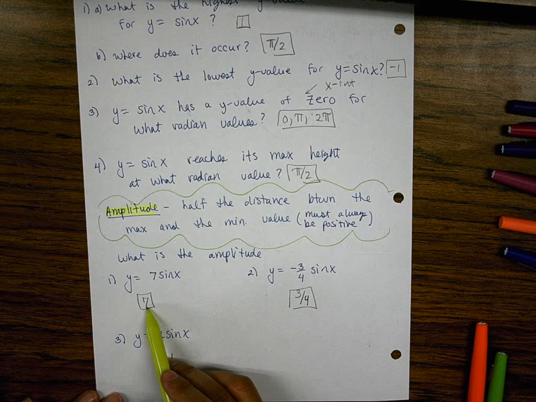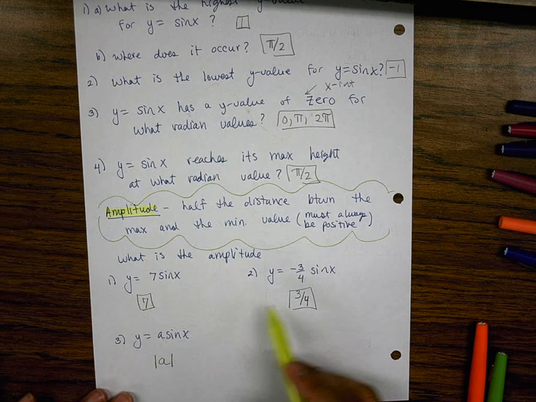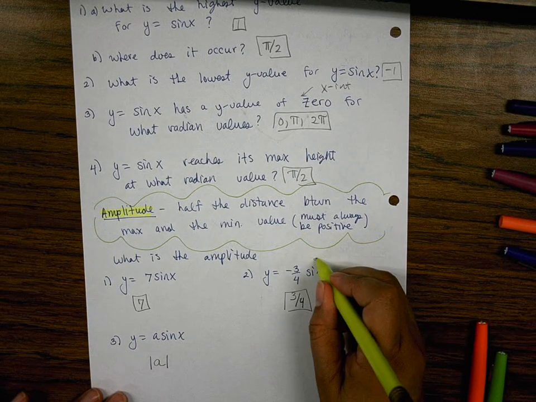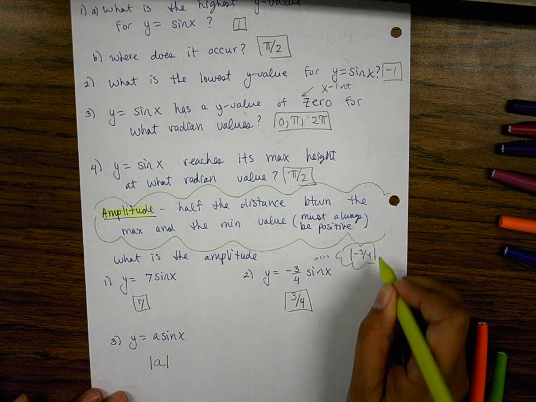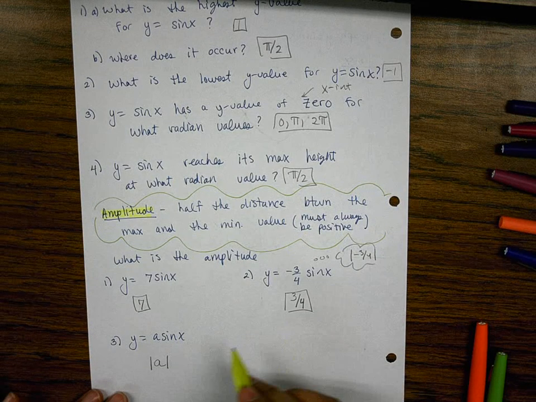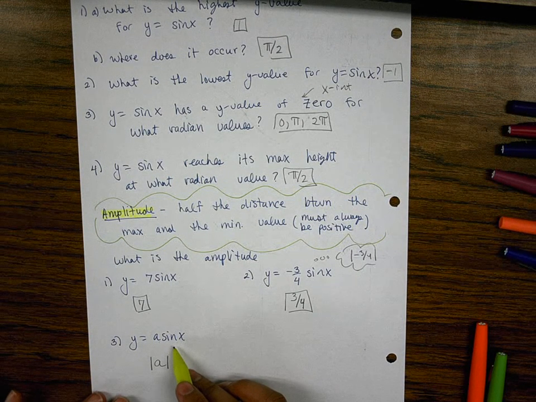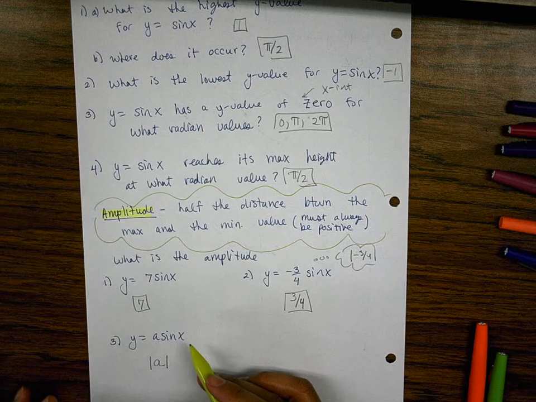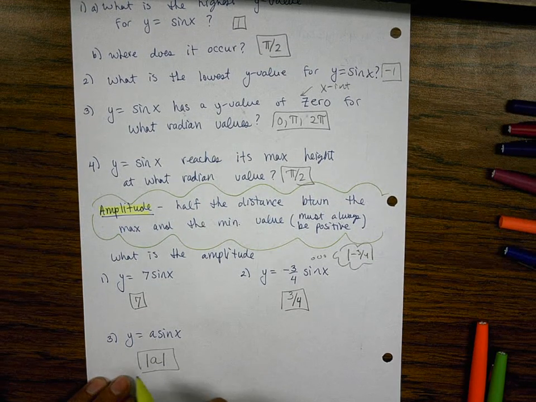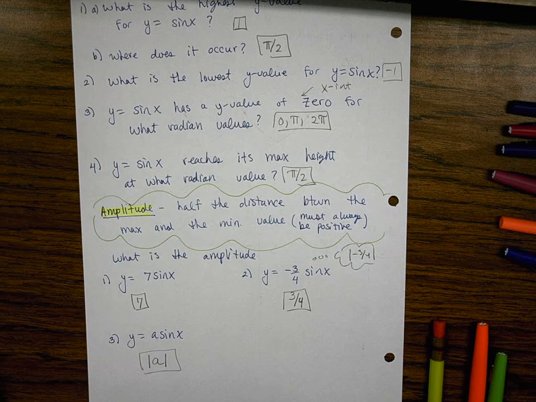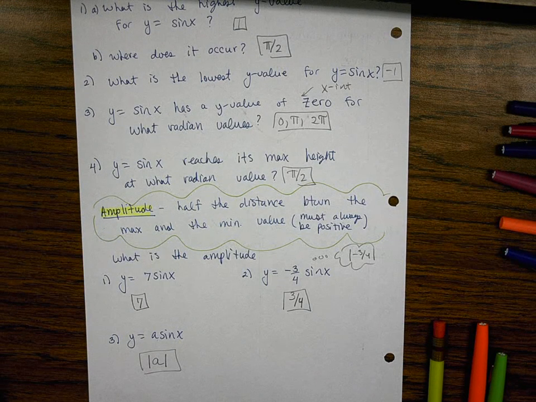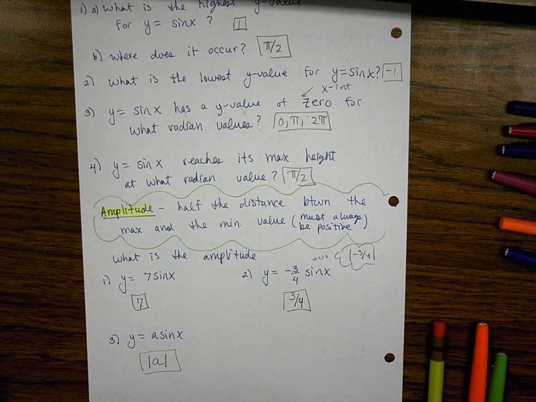So you have to put absolute value here. I don't have to put it for 7 because the absolute value of 7 is 7, and I kind of did that one in my head. The absolute value of -3/4 is +3/4. Here, the amplitude is the absolute value of A, because we don't know what A is. It could be positive, it could be negative, so we have to leave the absolute value in there. The absolute value of A is the absolute value of A. And that is it for this lesson.